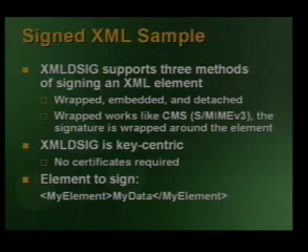The third mechanism is detached, where we do a pure signature on an object that's remote, and the signature and the signed object are not related except by a hashed reference. So you can take an object out on a web page, and any number of people can create a signature for it that sits somewhere else.